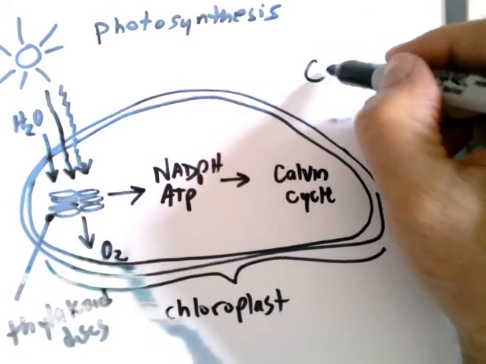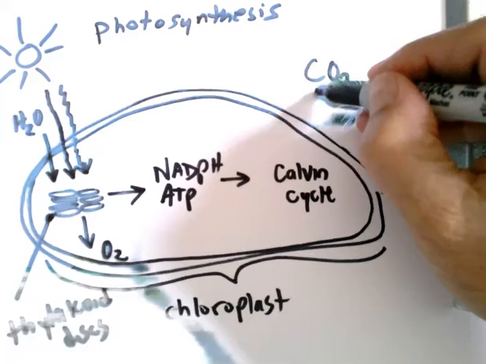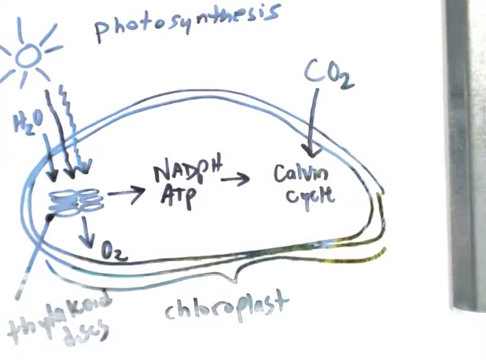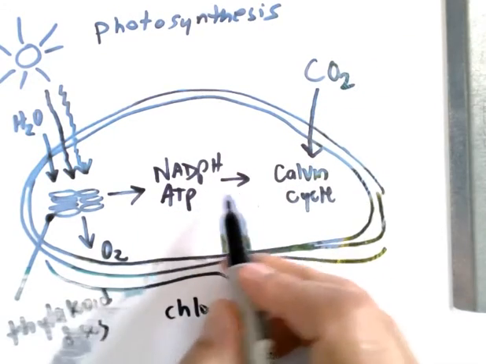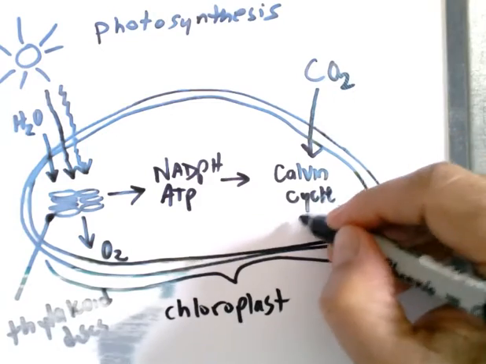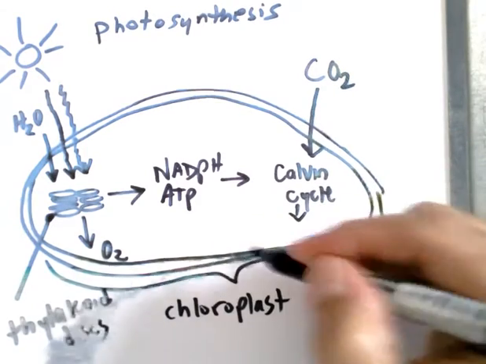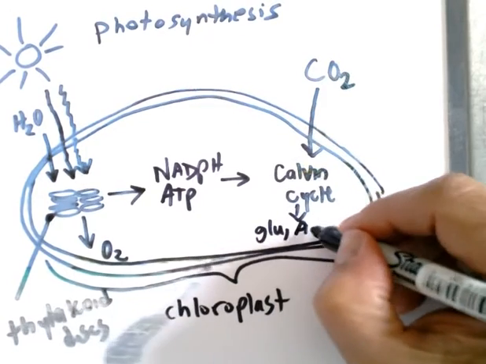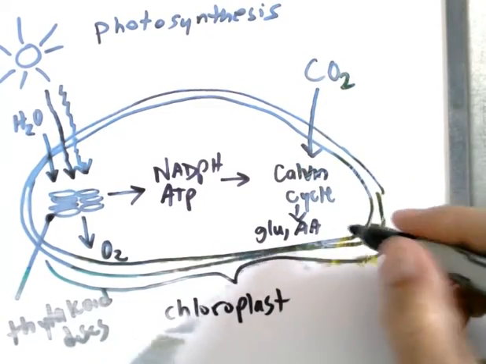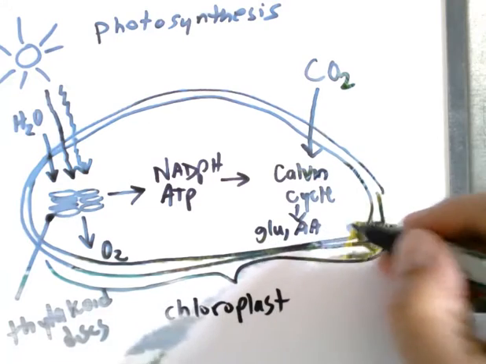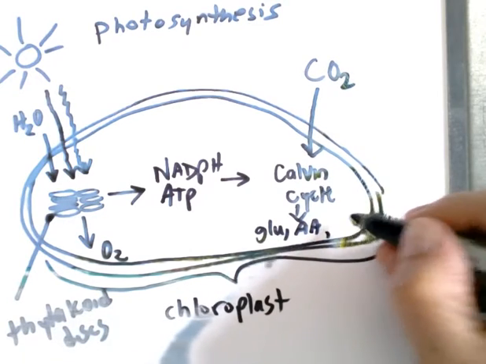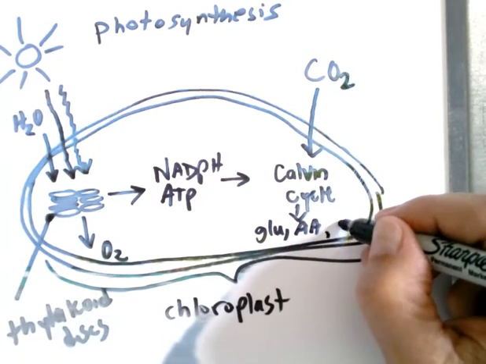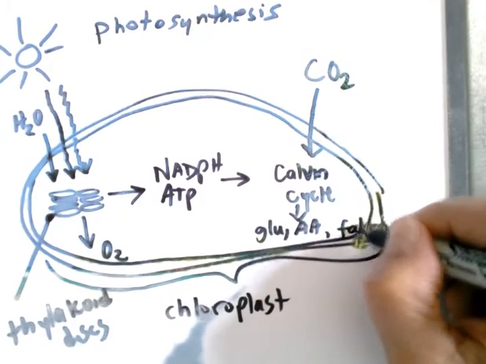Plants take in CO2, so they pull CO2 into the Calvin cycle, and with the help of this energy, the output is quite impressive: glucose, and amino acids, which can make proteins. So we've got carbs here, proteins here, and then fatty acids or lipids. Let's say fats right here.